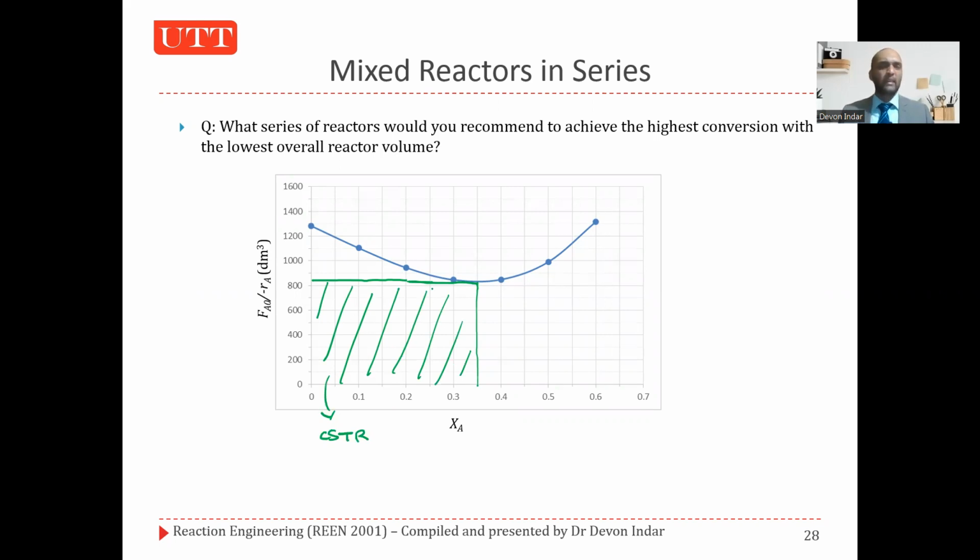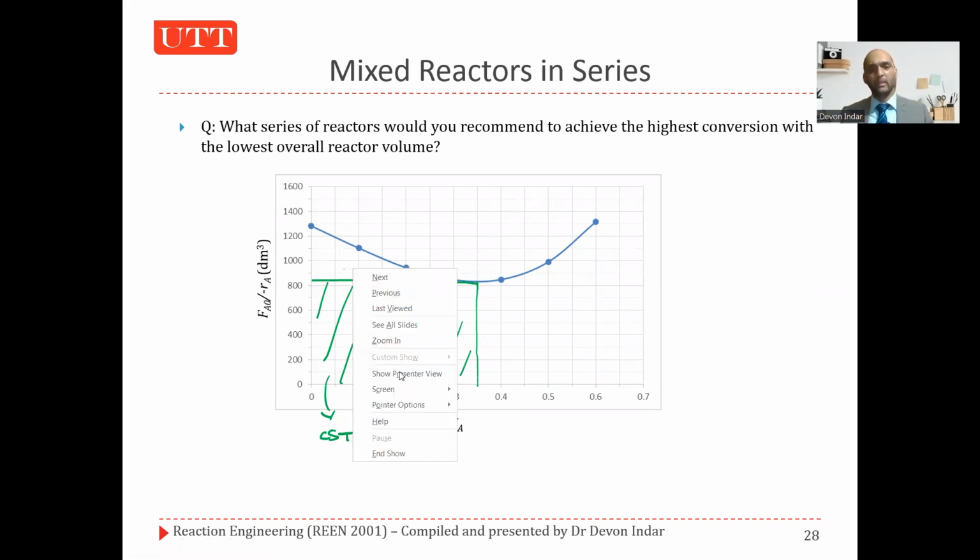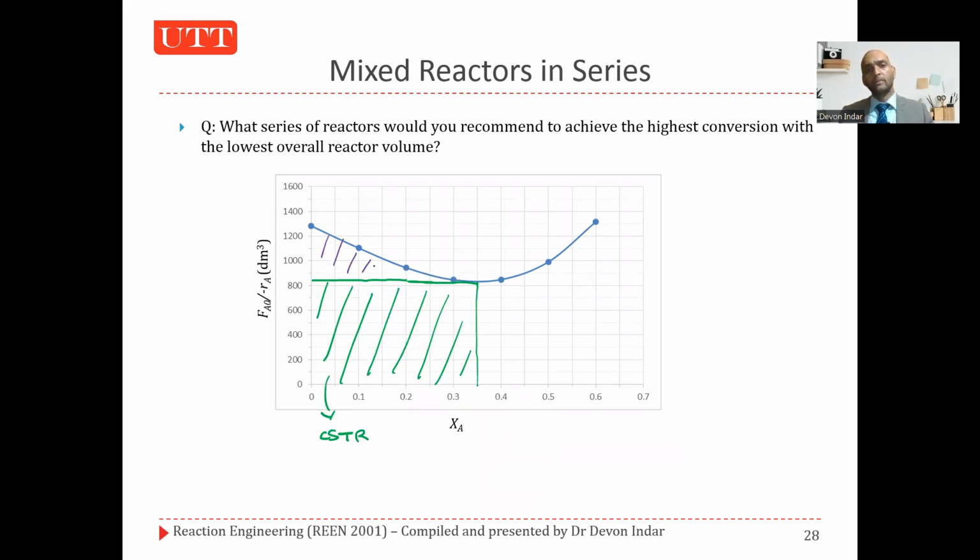And putting a plug flow reactor anywhere on the left-hand side of this minimum point would increase your volume required, because you would then have to also cater for this part of the curve. So this here is the volume that you've saved by using a CSTR first.